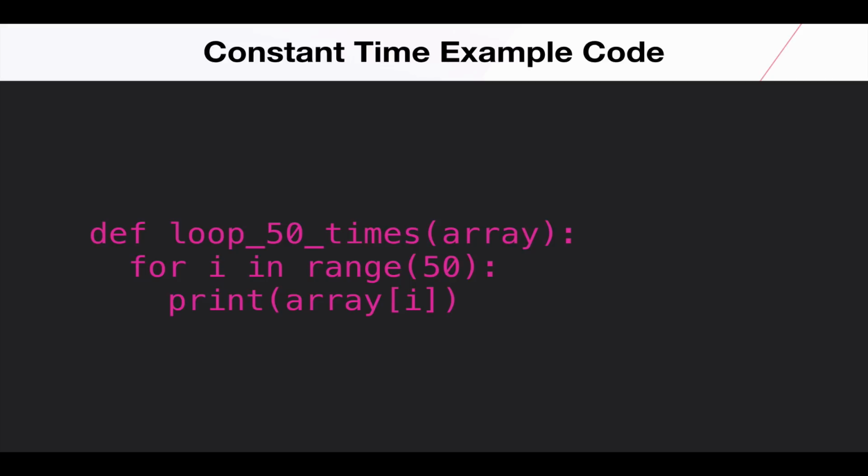So even if we had loop 100 times, 1,000 times, 1,000,000 times, even though that might be a lot of operations, right? 1,000,000 is still a lot of operations, but if the number of operations is just static, even if it's really large, it's still considered constant time.